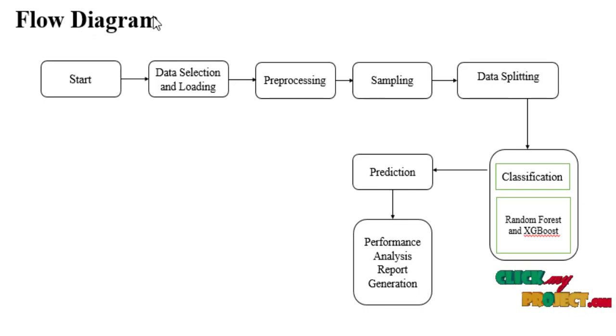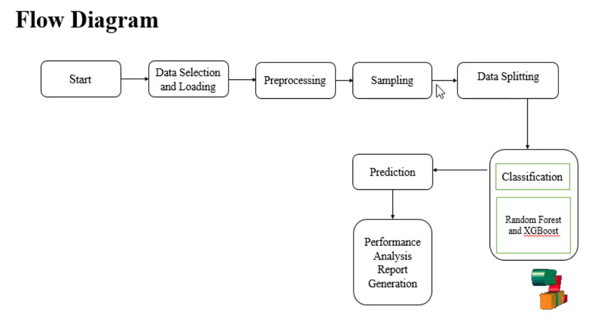This is the flow of our project. First we start our project. After that we load the dataset that we downloaded from websites like Kaggle or GitHub. After that we move to the pre-processing process. Here we handle the missing values. We convert the null values into zeros. After that we do label encoding. In that part we convert the object values, like string values, into integer values.